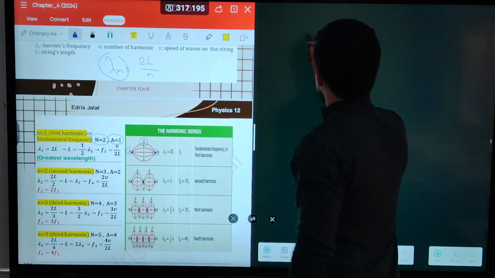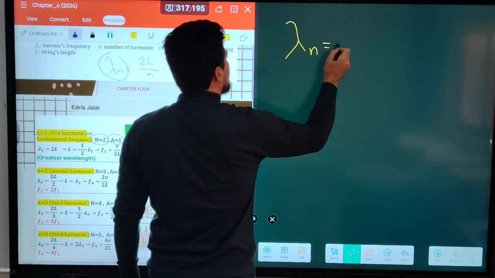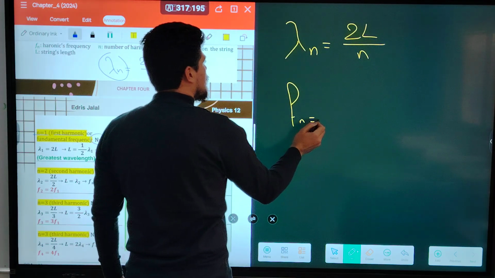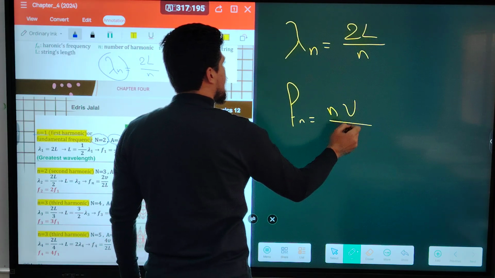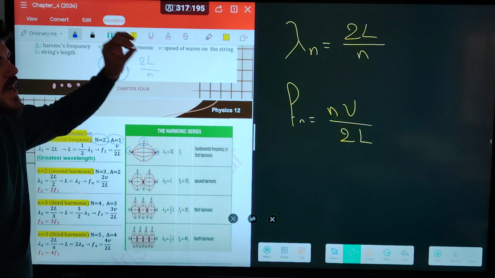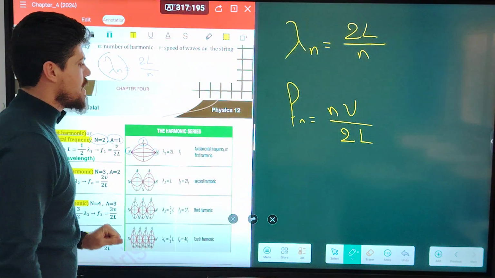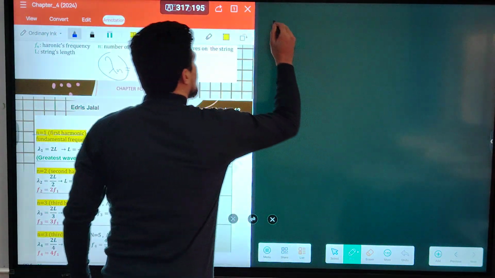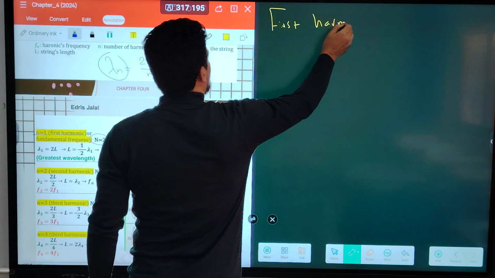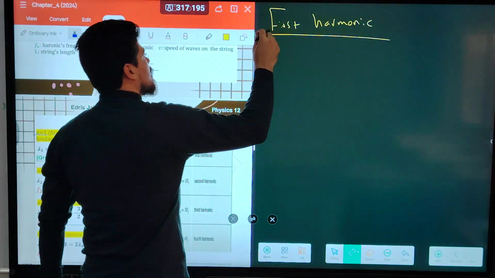Look. In these two equations, you can find wavelength of each harmonic, 2L over N, and frequency of each harmonic, NV over 2L. In these two relations, you can find wavelength and frequency of each harmonic. In the first harmonic, first harmonic in a vibrating string.